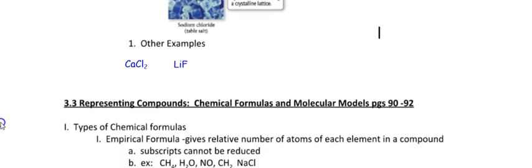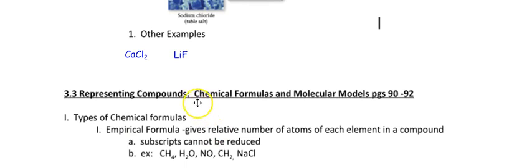So moving right along, representing compounds, okay, we have chemical formulas and molecular models. We have different types of chemical formulas, and we have something called empirical formulas. Empirical is the relative number of atoms of each element in a compound. So this is where your subscripts can no longer be reduced. For example, these are all empirical formulas of certain compounds. CH4 is actually methane, and it is already reduced. You can't reduce a 1 and a 4 any further. H2O, same thing. It's already reduced, a 2 to 1. NO, nitrogen monoxide, it's already a 1 to 1 ratio.